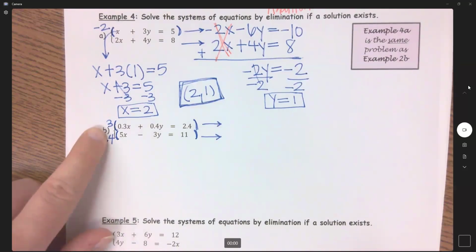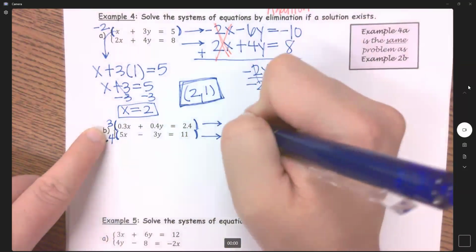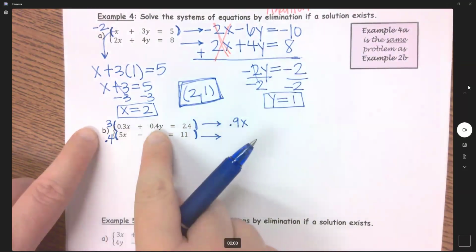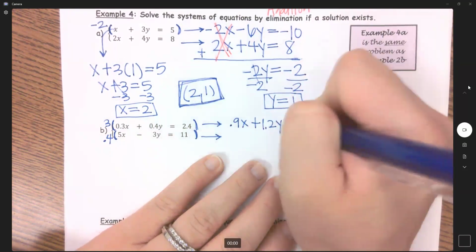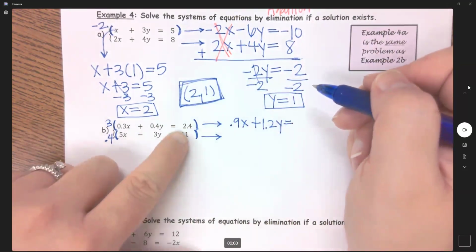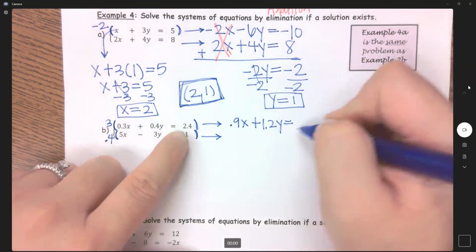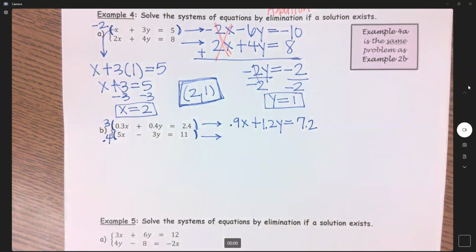So now distribute that 3 to all three terms, your x, your y, your constant. So 3 times 0.3x is 0.9x. 3 times 0.4y is plus 1.2y. And 3 times 2.4 is, I think, 7.2. Yeah, use your calculator if you need to.